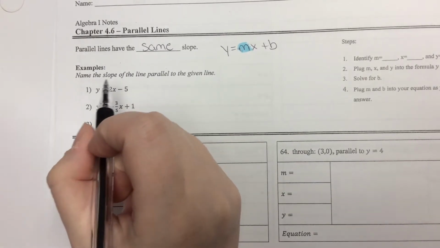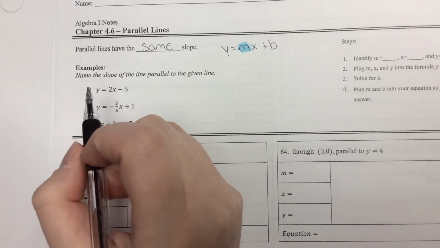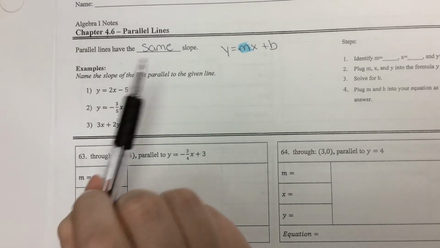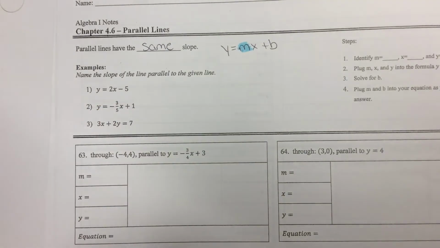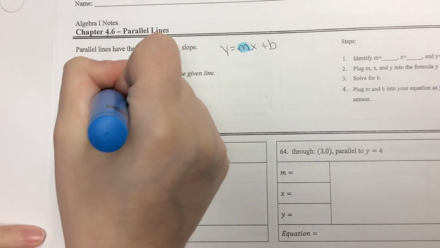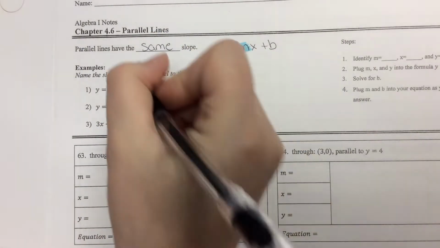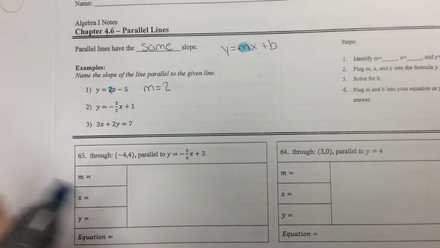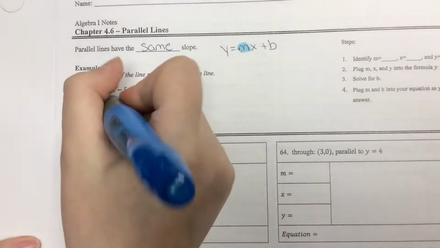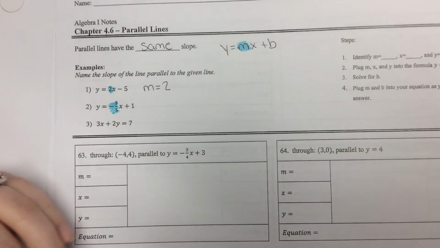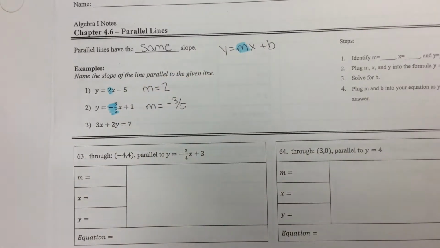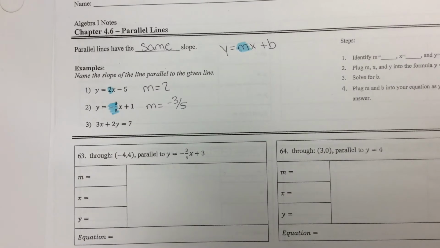So number one, this is the equation of the given line. If we had to find a new line that was parallel to this one, they'd have to have the same slope, because if they're parallel, they have the same slope. So what's the slope in this equation? 2. Okay, so the slope for our new equation would also have to be 2. All right, number 2, what's the slope in this line? Negative 3/5. So the slope of our new line would also have to be negative 3/5. Okay? Now let's look at number 3.